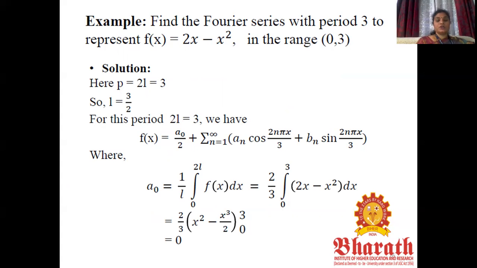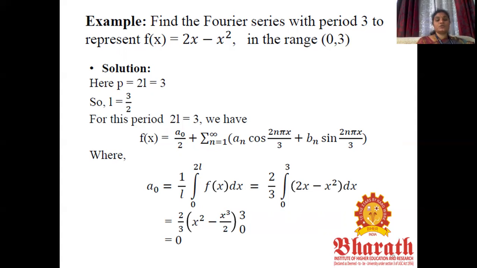Here a0 is equal to 1 by L integral over 0 to 2L f of x dx. So we are substituting the L value as 3 by 2, which is already found. 2 into 3 by 2, the 2 and 2 get cancelled. So finally 2L is equal to 3 alone. In place of L we are substituting 3 by 2. Then you get 1 divided by 3 by 2. Its reciprocal is 2 by 3.